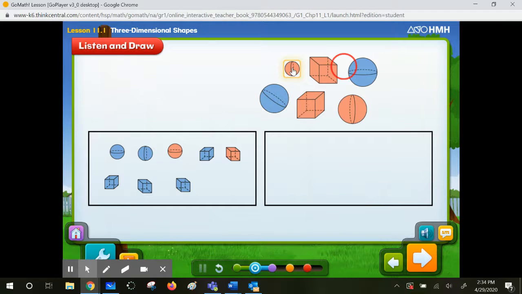Last one. Put all the big shapes into the other box.